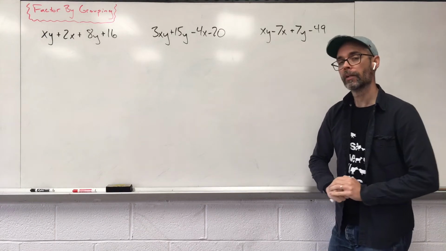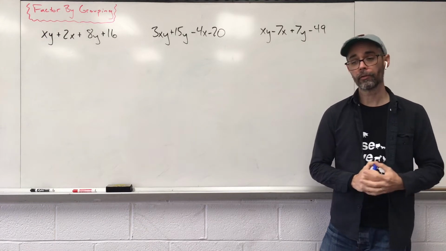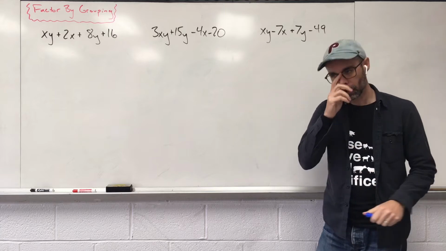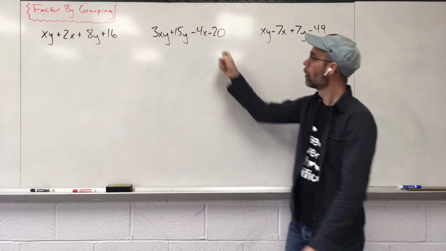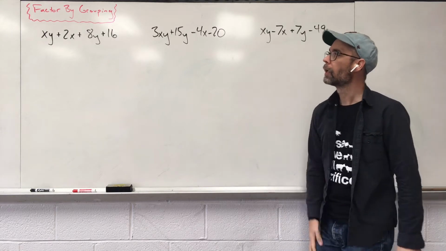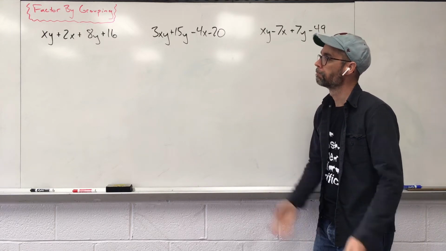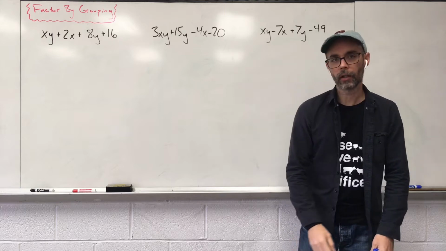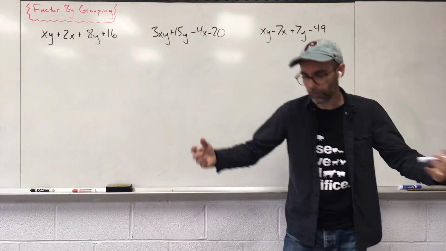We're going to look at factoring by grouping. We do factoring by grouping when you have a polynomial of four terms, 1, 2, 3, 4, being separated by pluses and minuses. Basically, we're going to break this up into two parts and simplify from there.